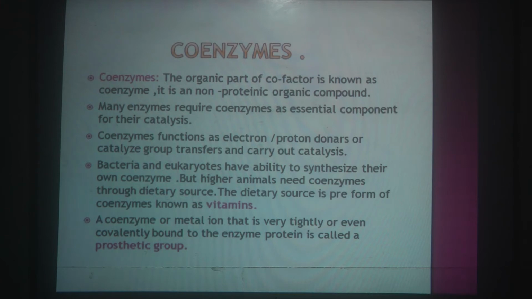Prosthetic group. Up till now we have seen the definition of holoenzyme. Holoenzyme is what? It is a complex of coenzyme, cofactor and apoenzyme. Apoenzyme is a protein part. Coenzyme and cofactor are non-protein part. Cofactor is an inorganic part. Coenzyme is an organic part. And next definition is what? Prosthetic group. Prosthetic group is what? It is a coenzyme or metal which is tightly attached to the enzyme. It is called as a prosthetic group.